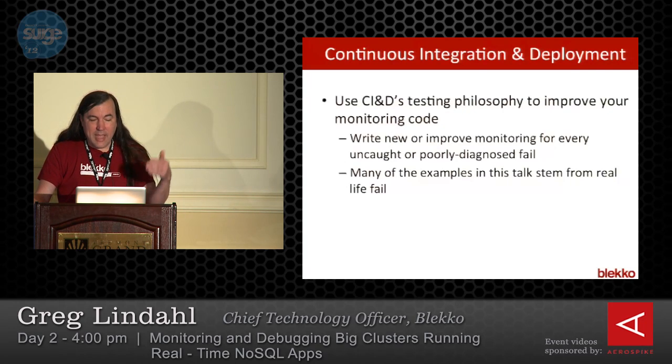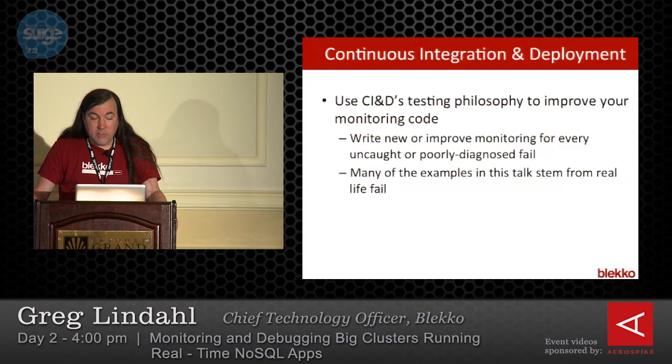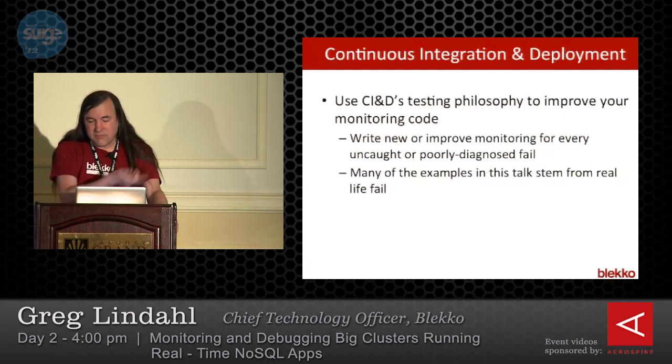And so every time you have an uncaught error or poorly diagnosed failure in your cluster, you need to either write new monitoring code or improve your monitoring code. And almost all the examples in the system of stuff we monitor derive from real-life failures and not predictions of what would fail.